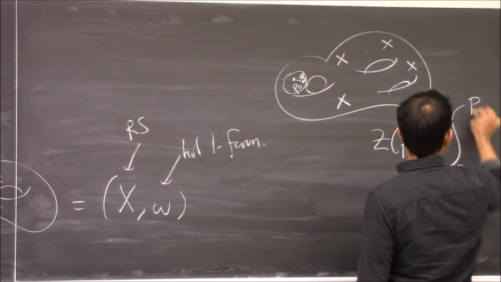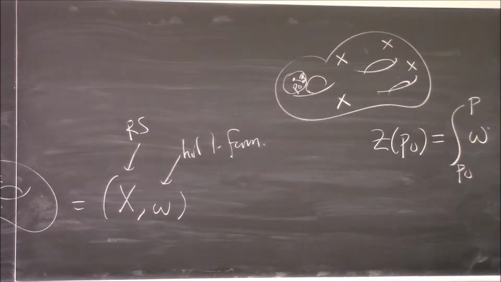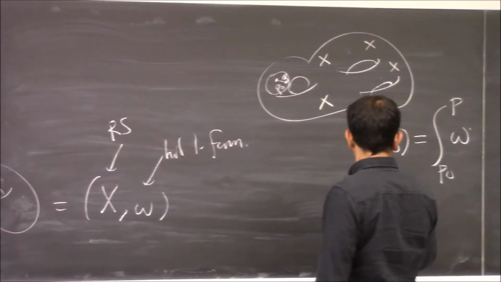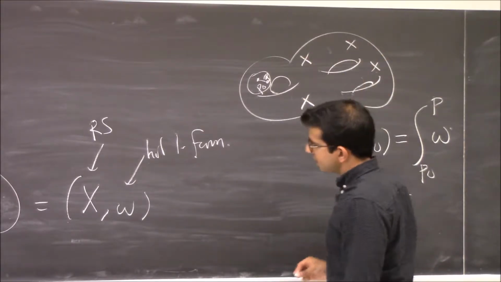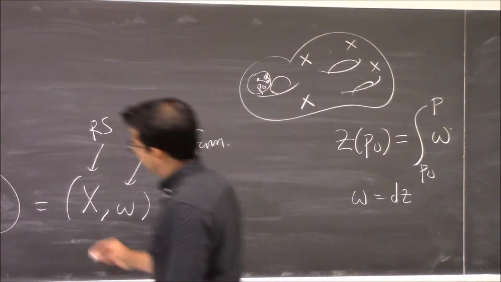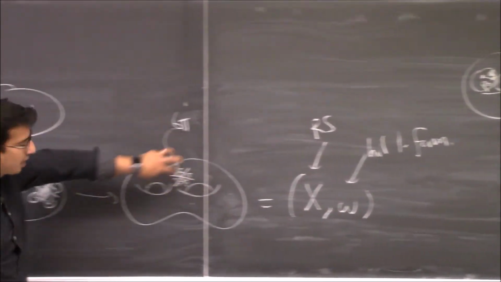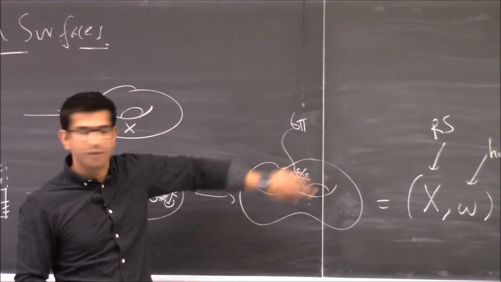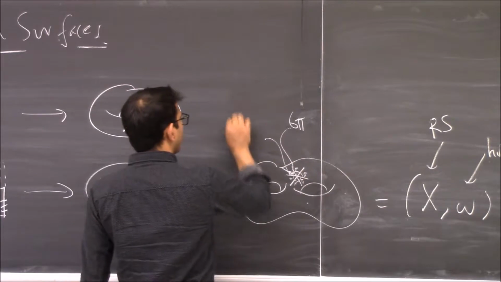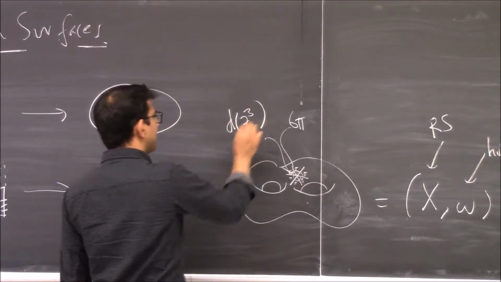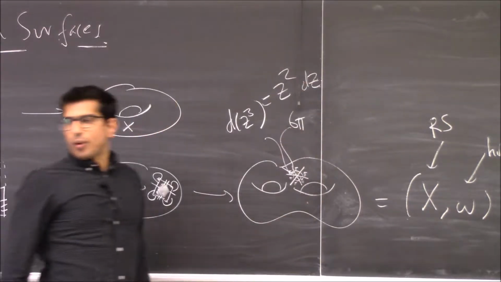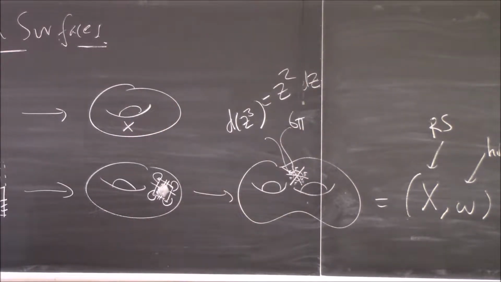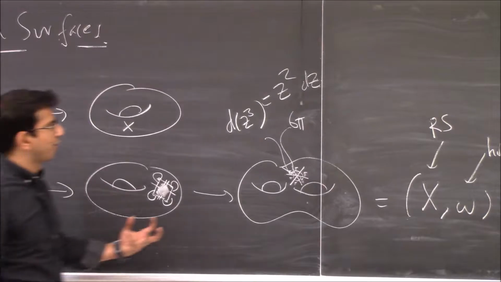I'm just going to integrate my one form. And then, of course, in these coordinates, omega is just dz. And that's away from this finite set of points. What happens at this finite set of points, just going back to this picture, I have 3 times 2 pi worth of angle. So near here, the one form looks like d of z cubed, which up to constants is z squared dz. Right? So it's a 0 of order 2 of the holomorphic one form.